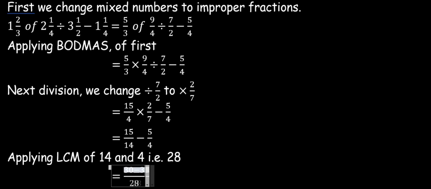What happened there? 28 divided by 14 gives you 2. 2 times 15 gives you 30. Then in the second case, 28 divided by 4 gives you 7. 7 times 5 gives you 35. My result will be equals to minus 5 over 28.